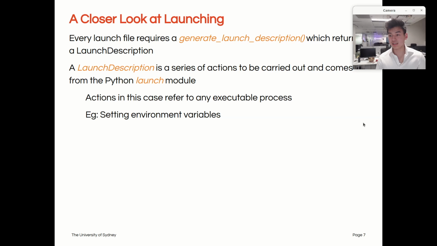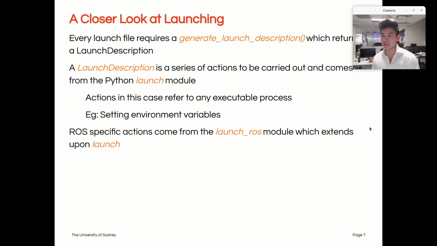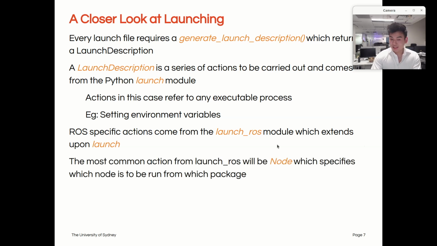So a launch description takes a series of these actions and just executes them, right? Actions can be ROS specific or not ROS specific. But most of the time, you'll be using ROS specific actions because 99% of the time, the only thing you need is the node action, which you saw earlier, and that comes from launch_ros. This is what I just said. The most common action from launch_ros is just node. There are plenty more actions, and we'll look at one more in a bit, but for now, just know that node is what you will need most of the time.